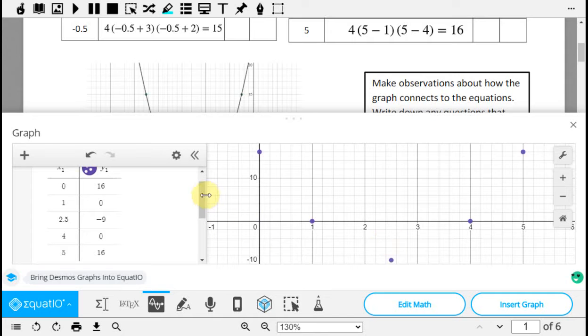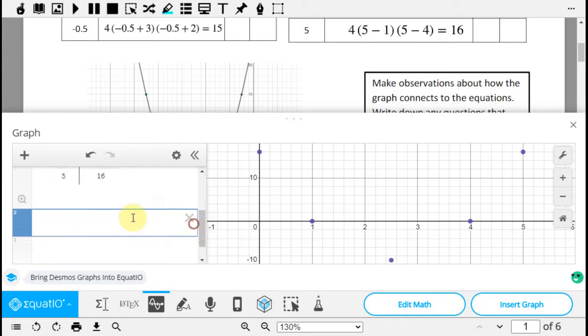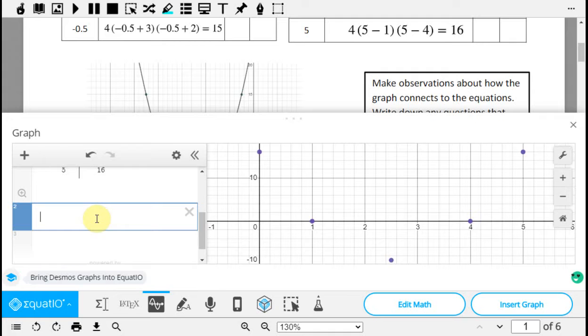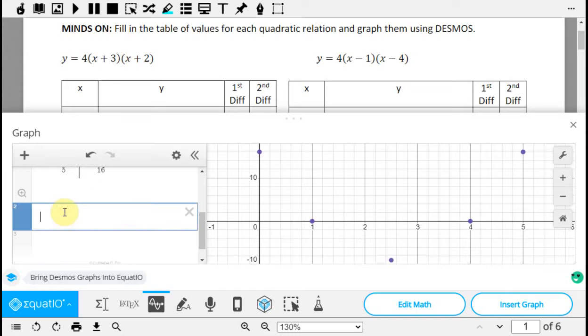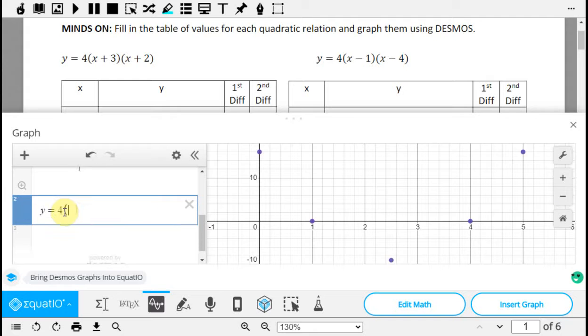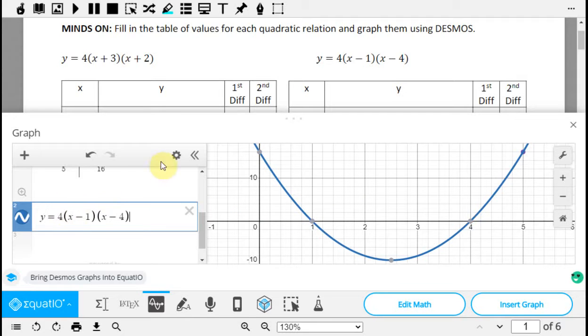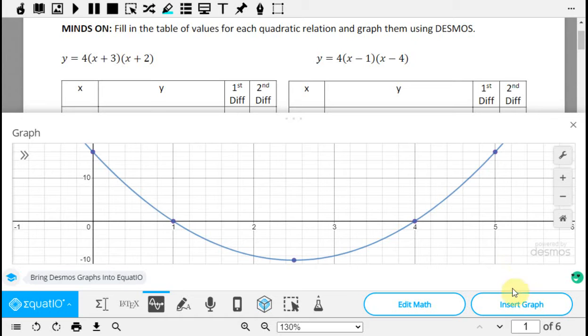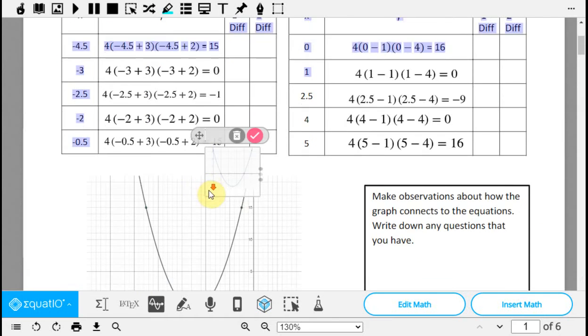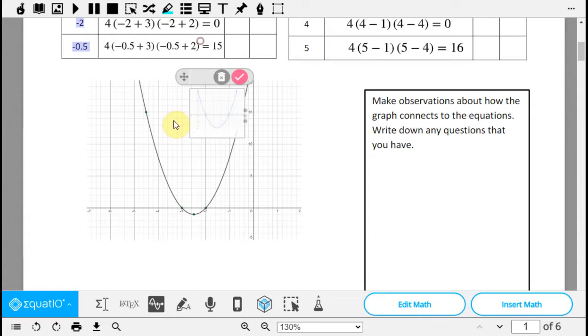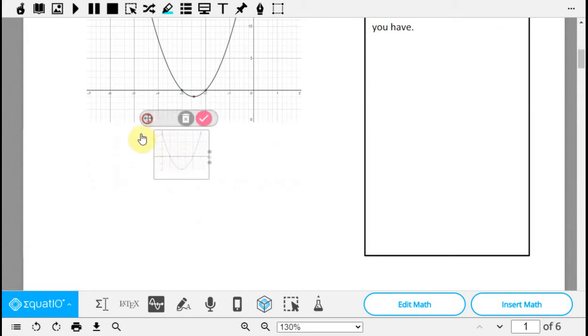Before I put that into the graph, I want to just check my points and also have the whole parabola represented there. So we're going to put the equation in again. Y equals 4 x minus 1 x minus 4. And there's my graph, and I will insert that. Here is my second graph.